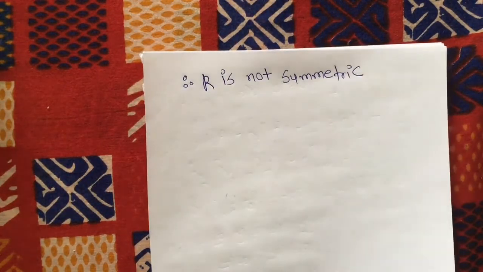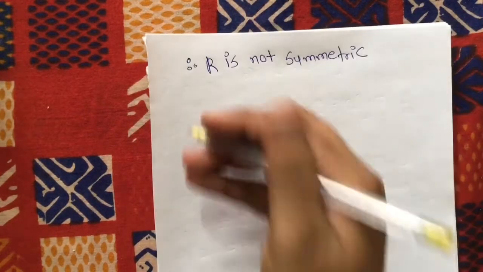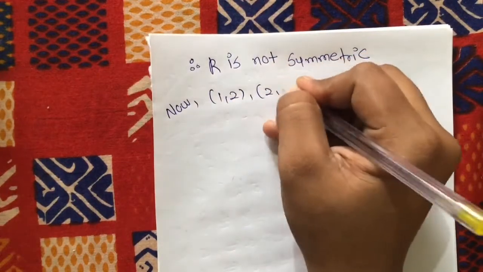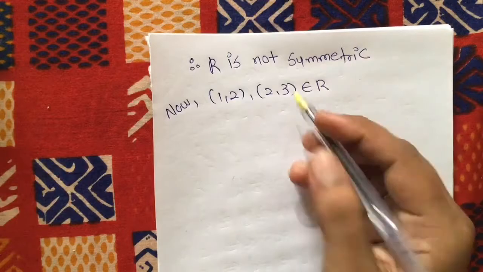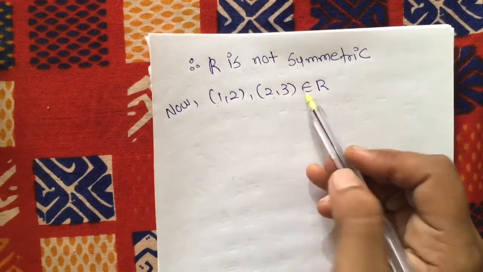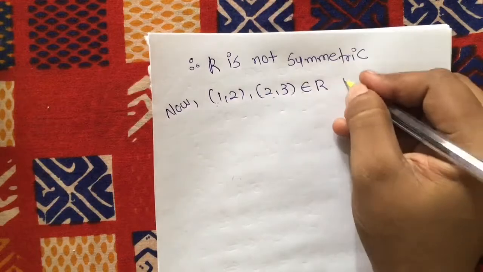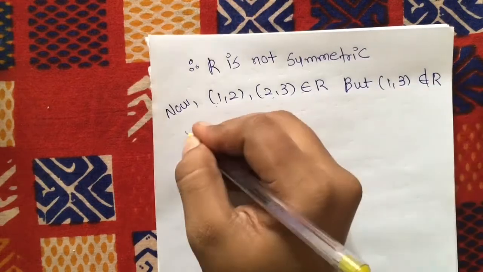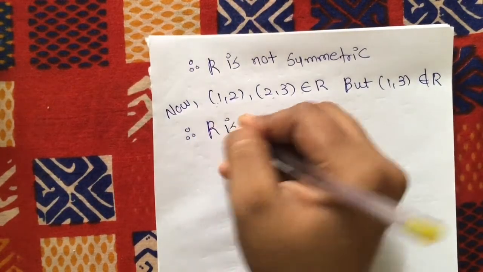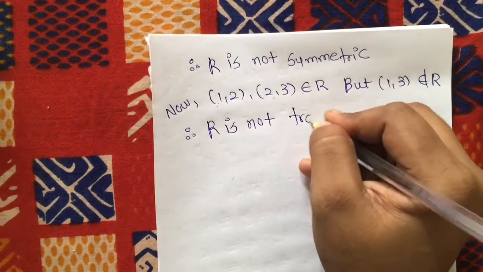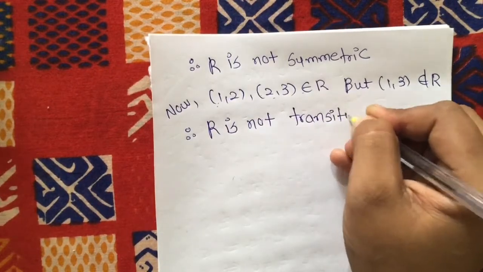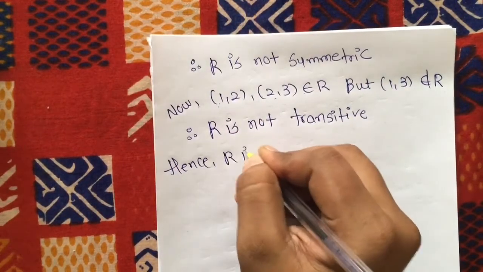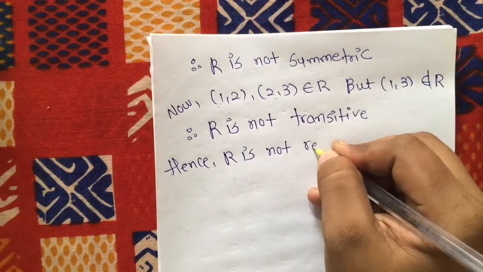Next we are going to take two continuous pairs. Now (1, 2) and (2, 3) belong to R. ठीक है, (1, 2), (2, 3), that is (a1, a2), (a2, a3), but (a1, a3), that is (1, 3), does not belong to R. Therefore R is not transitive. I hope this is clear. Hence R is not reflexive.